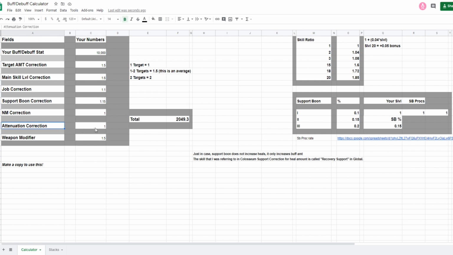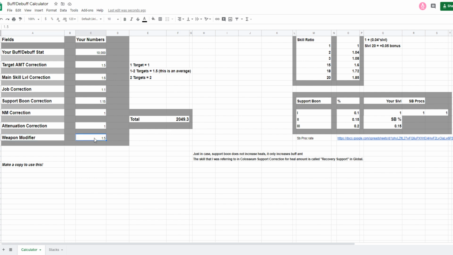The attenuation correction is actually not as hard to explain as I thought it would be, and I do have it on the stacks page down here. The basic gist is that as you go higher up in stack number, the effectiveness of your actual buff or debuff will go down. For example, in this case, the target is at 15 buffs and you're trying to increase it to 16. Well, this will get halved from 2050 basically to 1025.